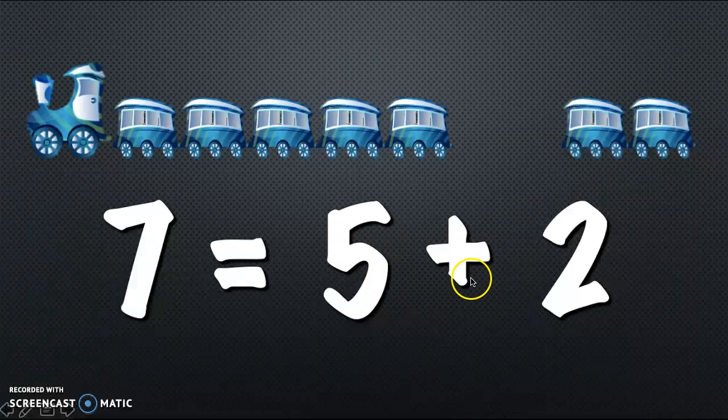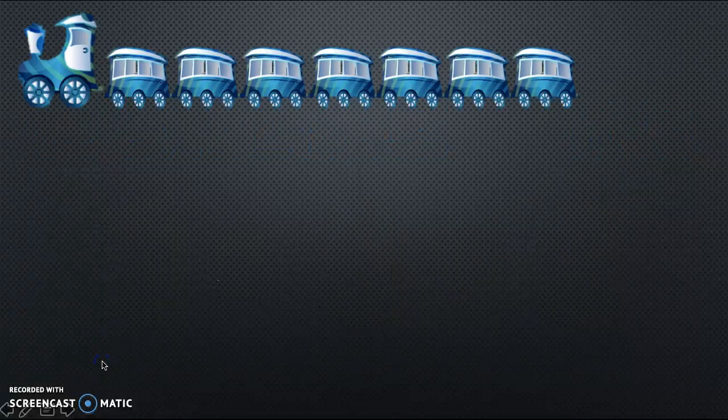Why are we adding 5 plus 2? Why do we have to add that plus sign in between those two numbers? Yes, because we need to put the 5 and 2 together in order to make the whole amount of 7, in order to build our whole train. Good job, Fred. You did excellent explaining why all the different parts of the number sentence are there. All right, go ahead and erase your board. All right, let's do another one, shall we?